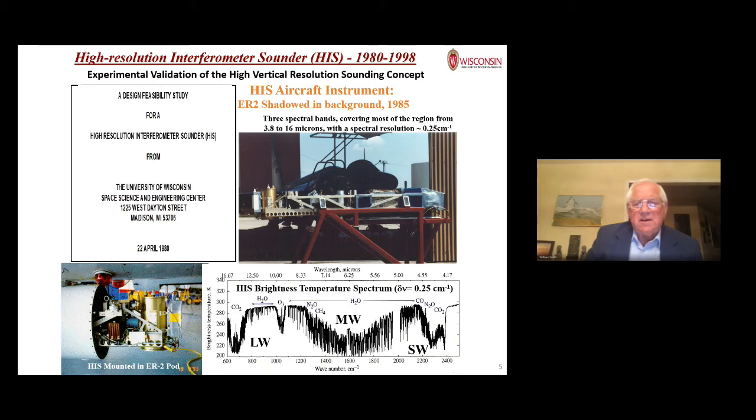And in any event, we built an instrument that flew right on the underbelly, the underside of this aircraft, and looked down at the atmosphere from 20 kilometers to simulate what we would get from a satellite. And you can see here, this is the instrument, the HIS instrument in the underbelly of that aircraft. And whereas these previous spectrometers and radiometers and so on that we were flying would only observe 20 or at most 25 spectral channels, this instrument observed many thousands of spectral channels.